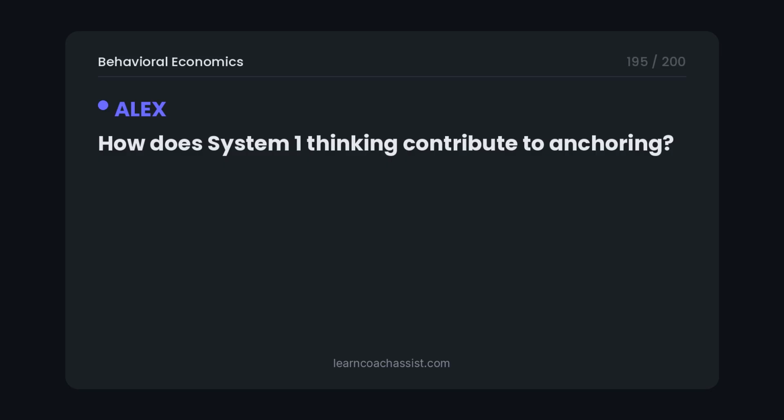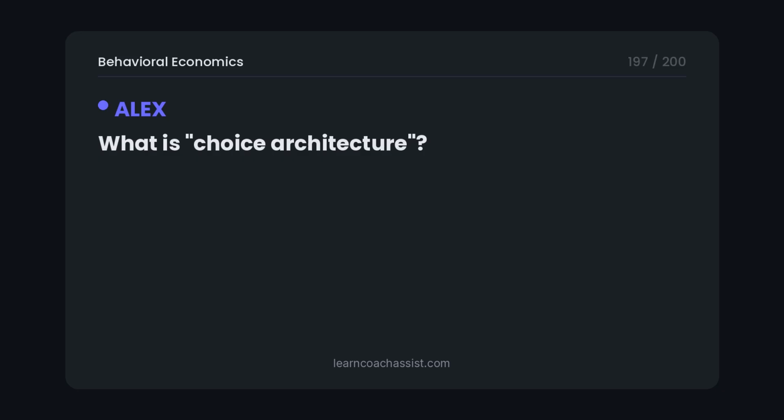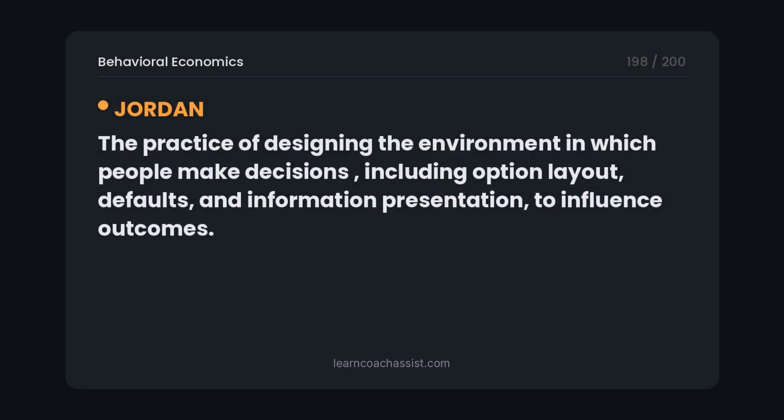How does System 1 thinking contribute to anchoring? System 1 automatically generates an initial estimate based on the anchor, and System 2 insufficiently adjusts from it, leaving the final judgment biased toward the anchor. What is choice architecture? The practice of designing the environment in which people make decisions, including option layout, defaults, and information presentation, to influence outcomes.